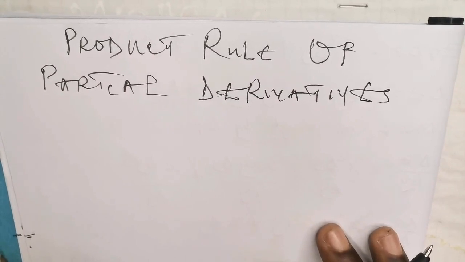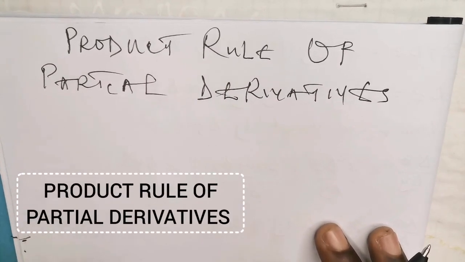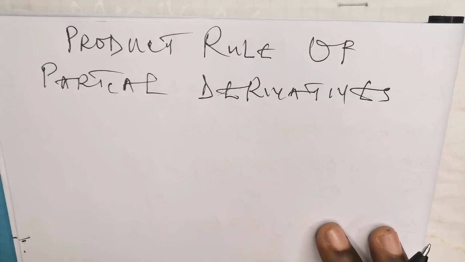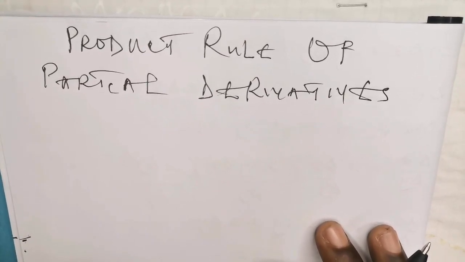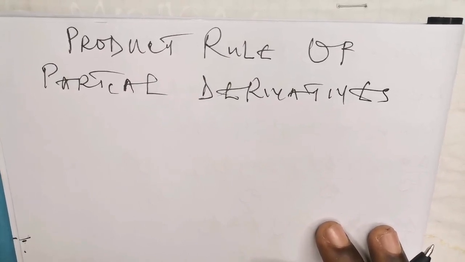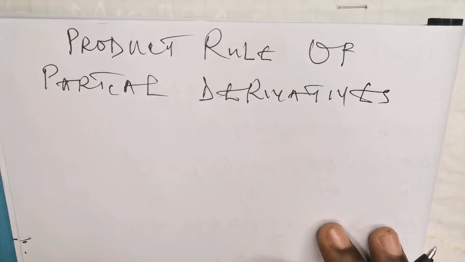So in today's video we're going to be looking at the product rule of partial derivatives. In the first video we talked about the introduction of partial derivatives and we did partial derivatives from first principle. I'm going to be posting the link of that video in the description of this video so you can watch for proper understanding. But in today's video we are going to be looking at the product rule of partial derivatives.